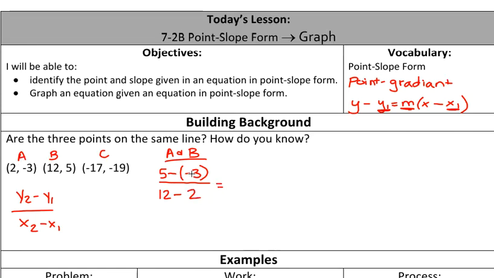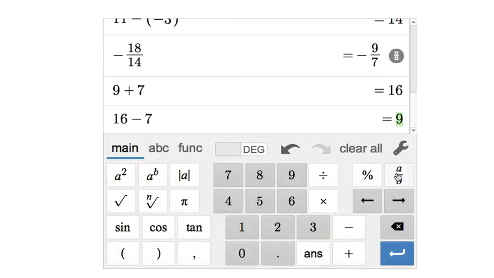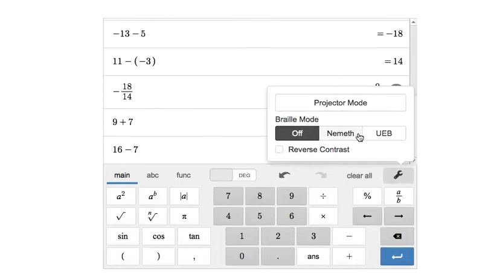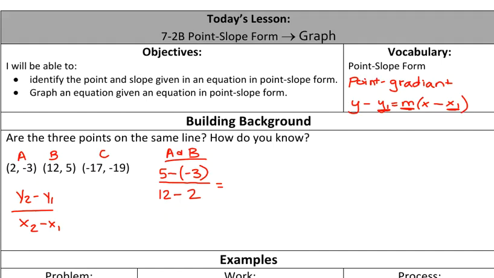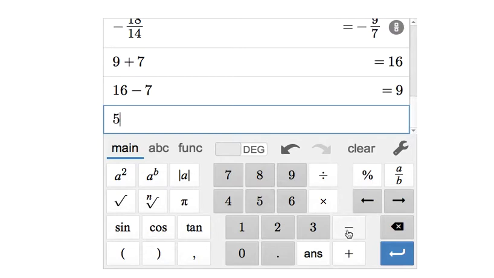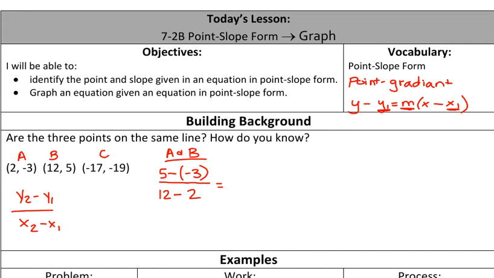So 5 minus negative 3 is 8. And 12 minus 2 is 10. And I know 8 over 10, I can divide top and bottom by 2. So 8 divided by 2 is 4, and 10 divided by 2 is 5. So that's what I'm looking for. I'm looking to see, do all the other slopes equal 4/5?